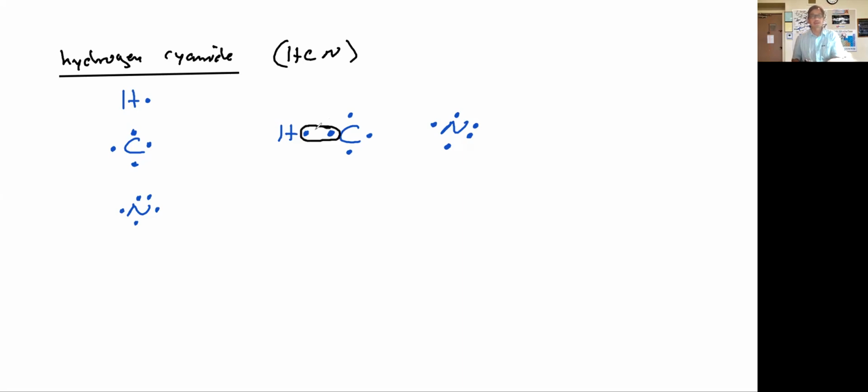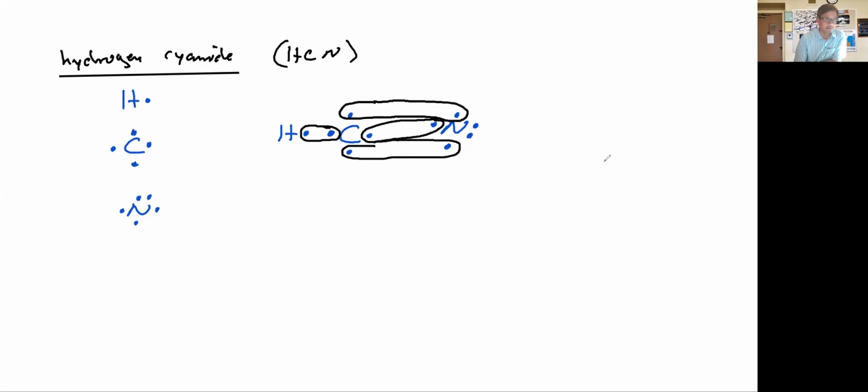So there is the single bond between hydrogen and carbon. What's left over? Well, let's see. If these 2 electrons here are being shared, a single bond, neither carbon nor nitrogen will have their octet. If they share a second pair, again, neither one of them will have their octet. But if they share this third pair right here, now both the carbon and the nitrogen will have their 8, and hydrogen will have its 2. Okay. And so what do we have then?